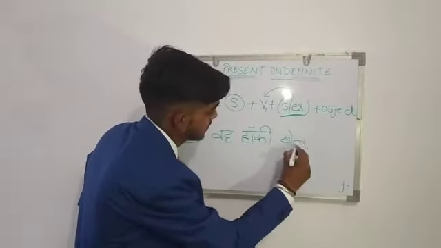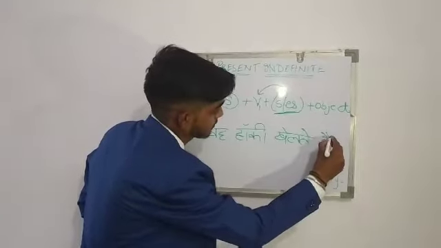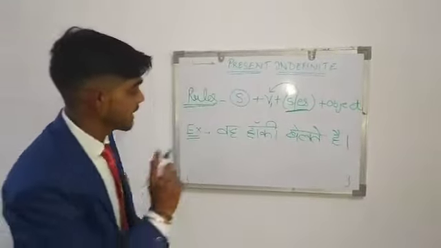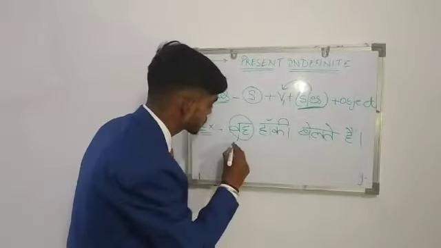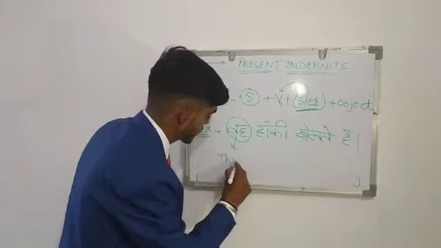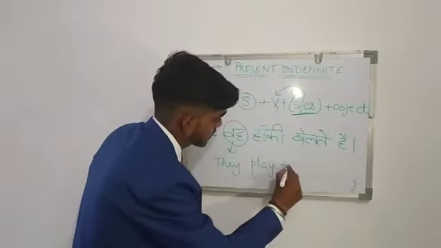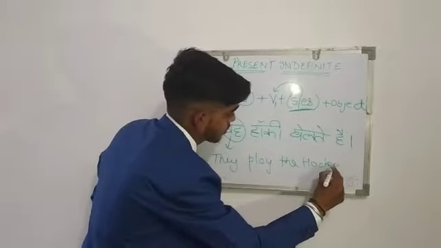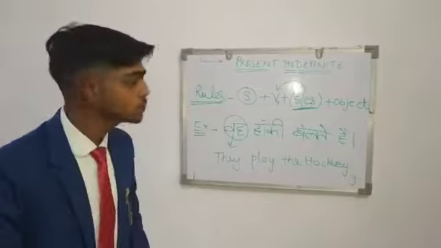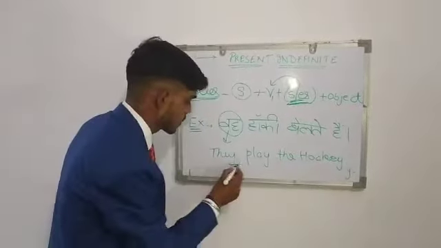खेलते हैं. So here the subject is they. They play the hockey. So there is no use of s or es because of the subject.